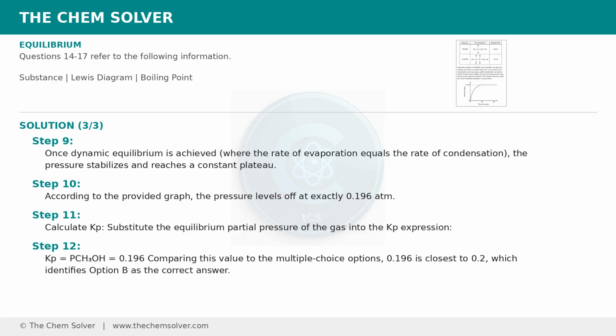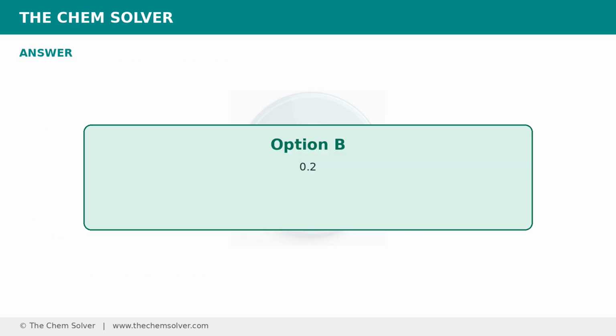Comparing this value to the multiple choice options, 0.196 is closest to 0.2, which identifies option B as the correct answer. The correct answer is option B, 0.2.